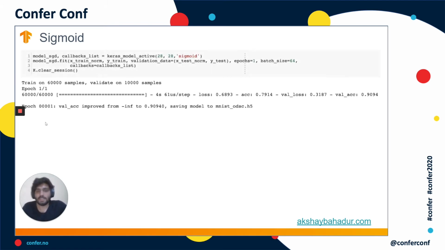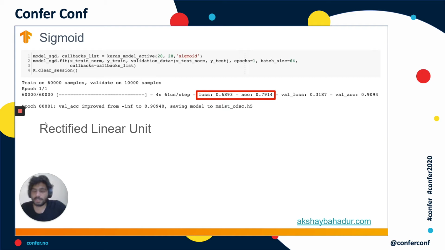If you see that in this case, you're working with the same data set once again, the loss is around 0.68, accuracy is around 80%. And we have also something called ReLU, or rectified linear units, which became quite popular in recent times.